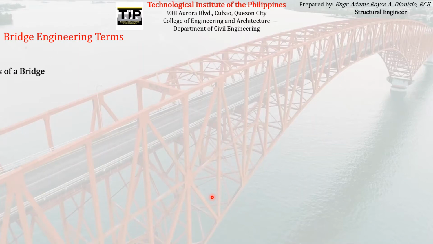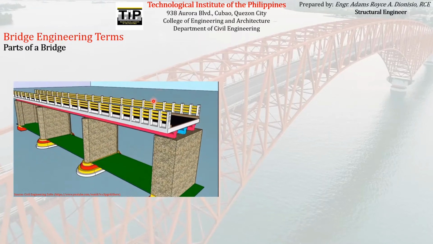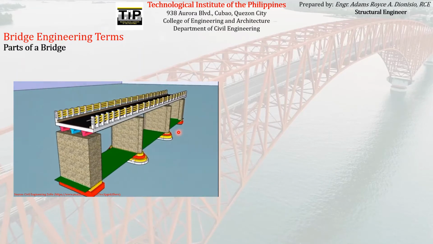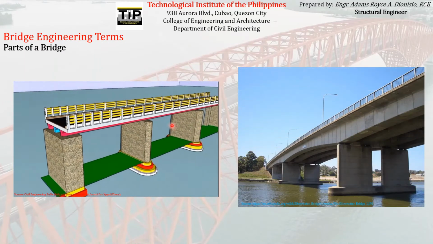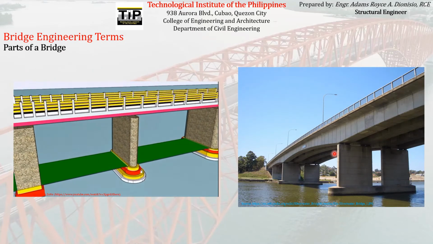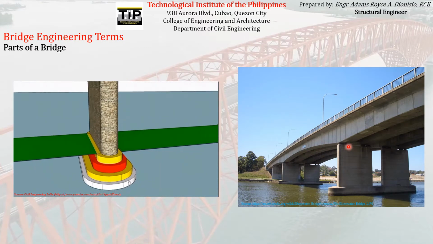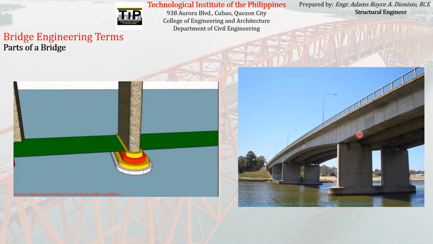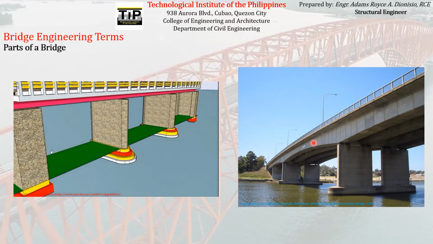So the other terms that we will be encountering as we study bridge engineering are the different parts of a bridge. So we can see later on the terms used to indicate the different parts of a bridge. A bridge, or in actual, the different parts of a bridge can look like this. So what are the different parts of a bridge?